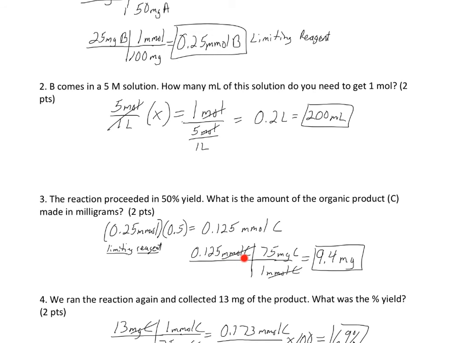0.125 millimoles of C. We've got to use the molecular weight of C, which was 75, so 75 milligrams in 1 millimole. Again, grams per mole is what you're used to seeing, but milligrams per millimole is the same ratio. So millimoles will cancel out. 0.125 times 75 is 9.4 milligrams.